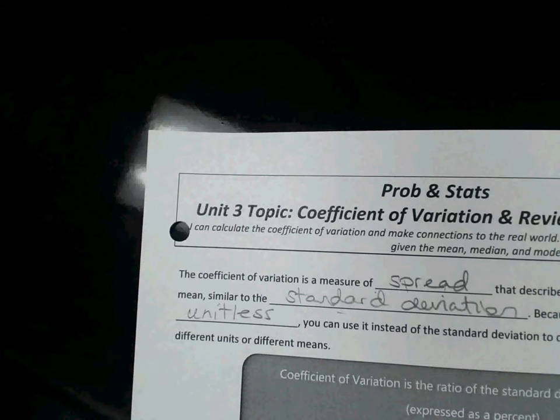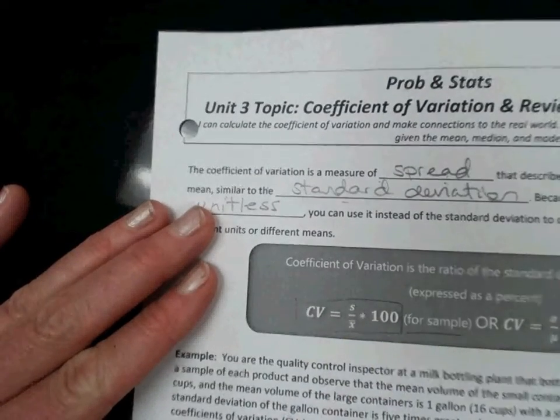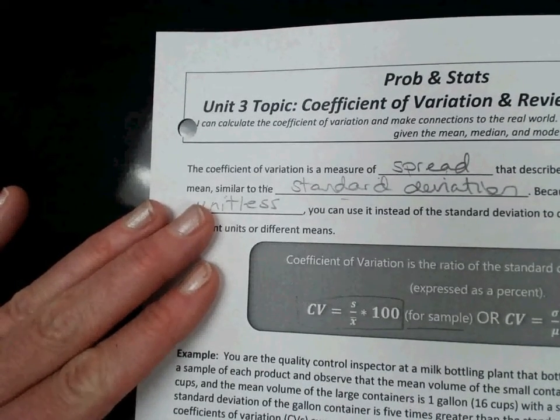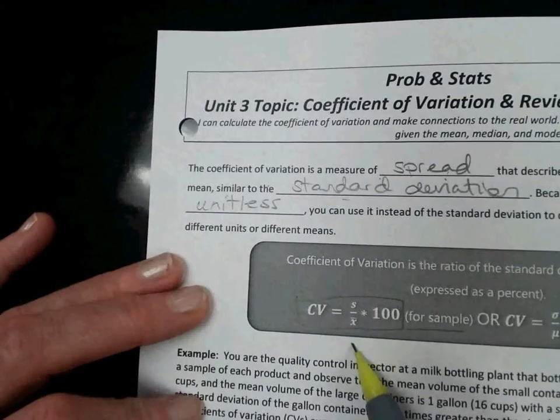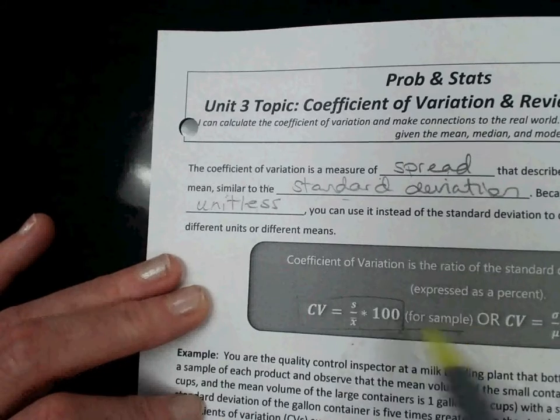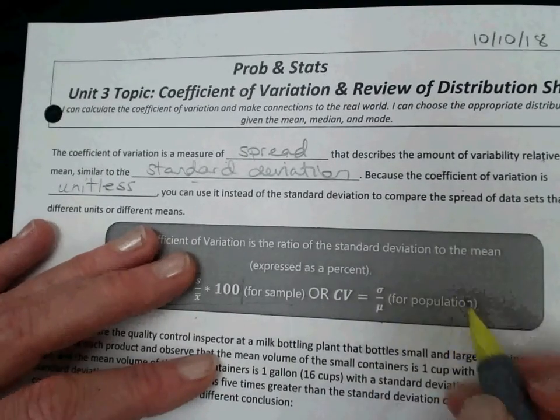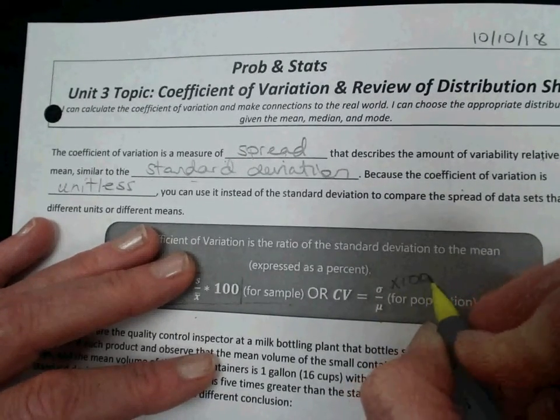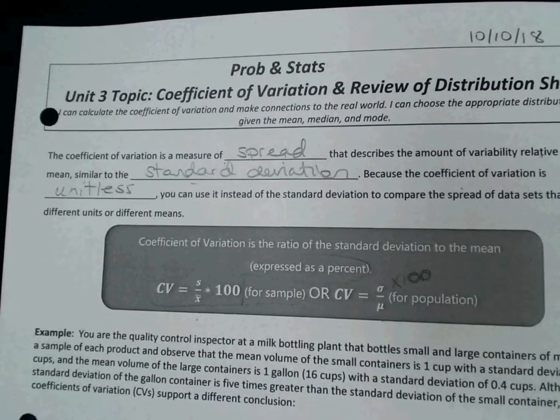Here's the formula. So if you're dealing with a sample, CV is our abbreviation for coefficient of variation, capital C, capital V, equals standard deviation divided by mean for a sample, times 100. That's for a sample. Notice the only difference is going to be the letters. We have an S and an X bar versus a sigma and a mu for population. I forgot to put in here times 100, so add that in because it is expressed as a percent. Super important.